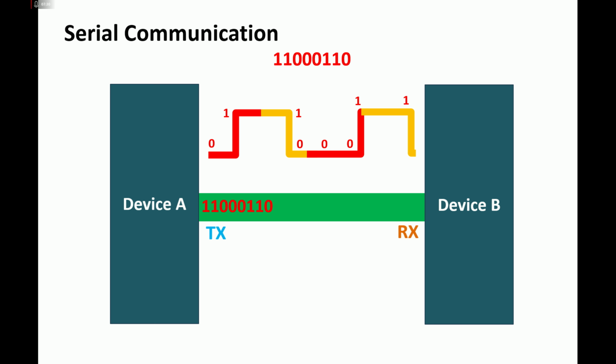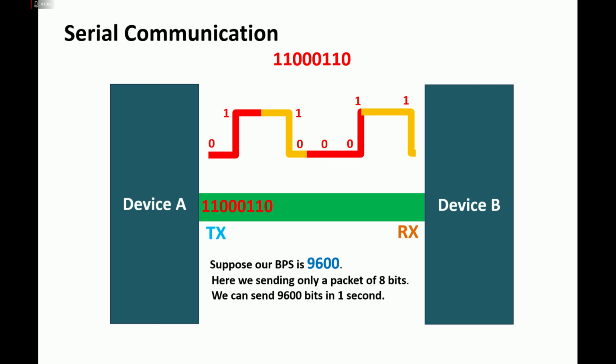Now suppose we again take the same scenario. Suppose our BPS is 9600. We set the baud rate to be 9600. Now what does this mean? This means that here we are sending only a packet of 8 bits. Like in our case, we are sending just these 8 bits, 0, 1, 1, 0, 0, 1, 1. We can send 9600 bits in 1 second. That is what 9600 BPS means. The maximum length of this data packet in 1 second can be up to 9600.